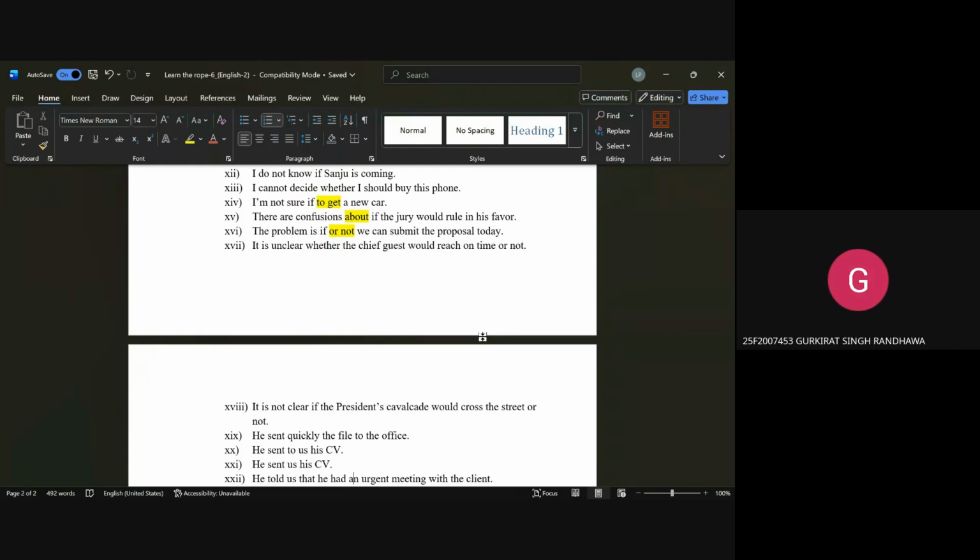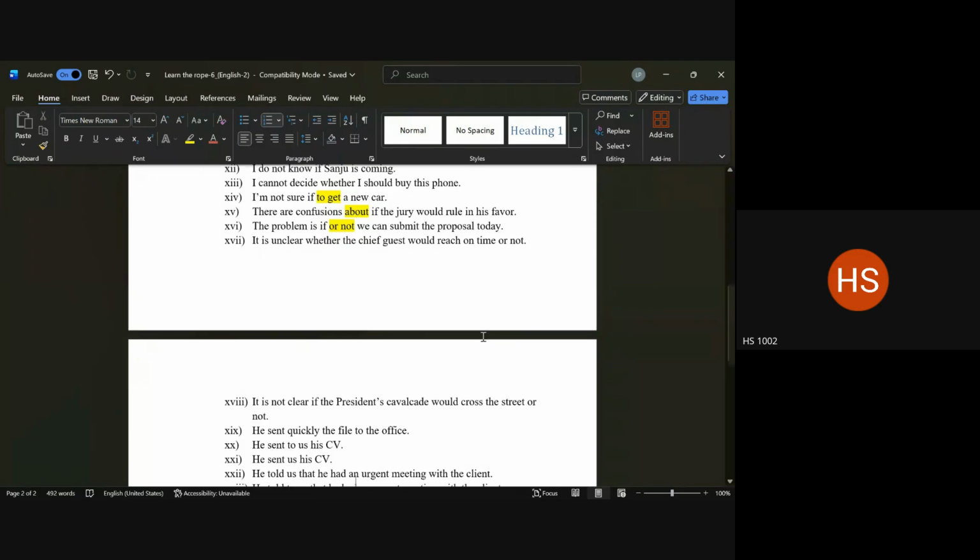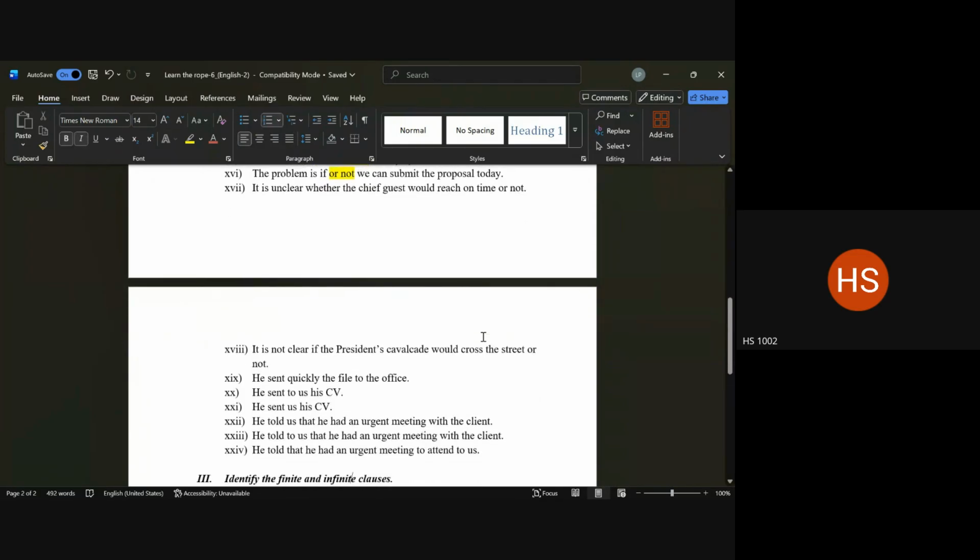One more thing. If we say that "if" and "whether" are both right, right? I told you when "or not" is towards the end of the sentence, you could either say it is unclear whether the chief guest would reach on time or not. You can also say it is unclear if the chief guest would reach on time or not, right? So then what is the difference between the two?